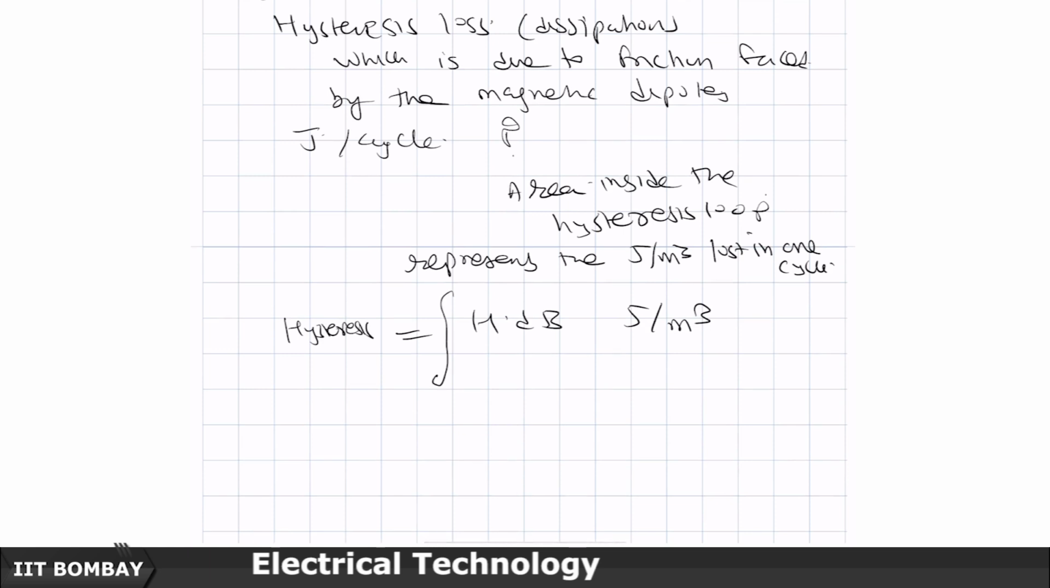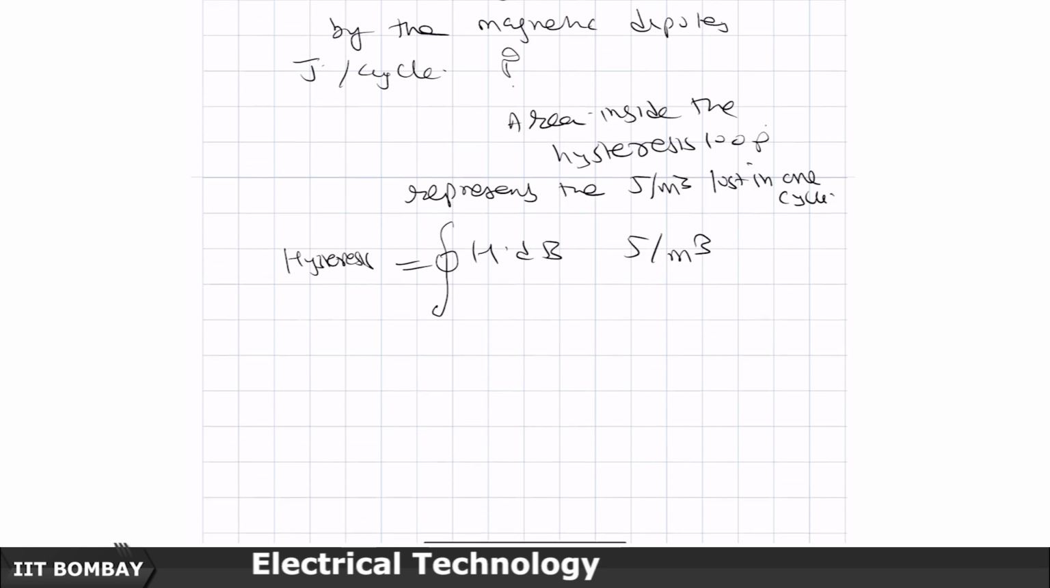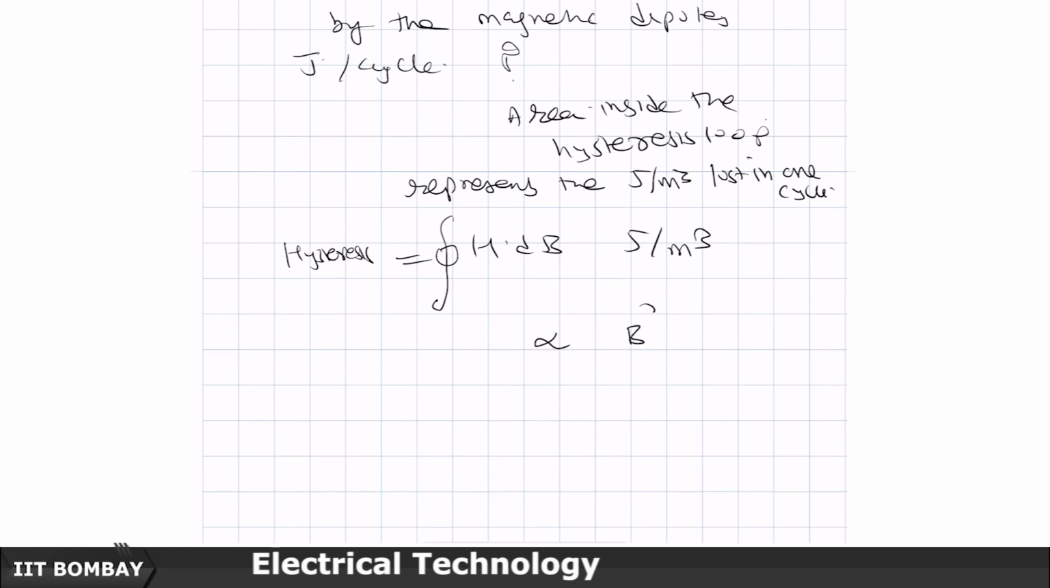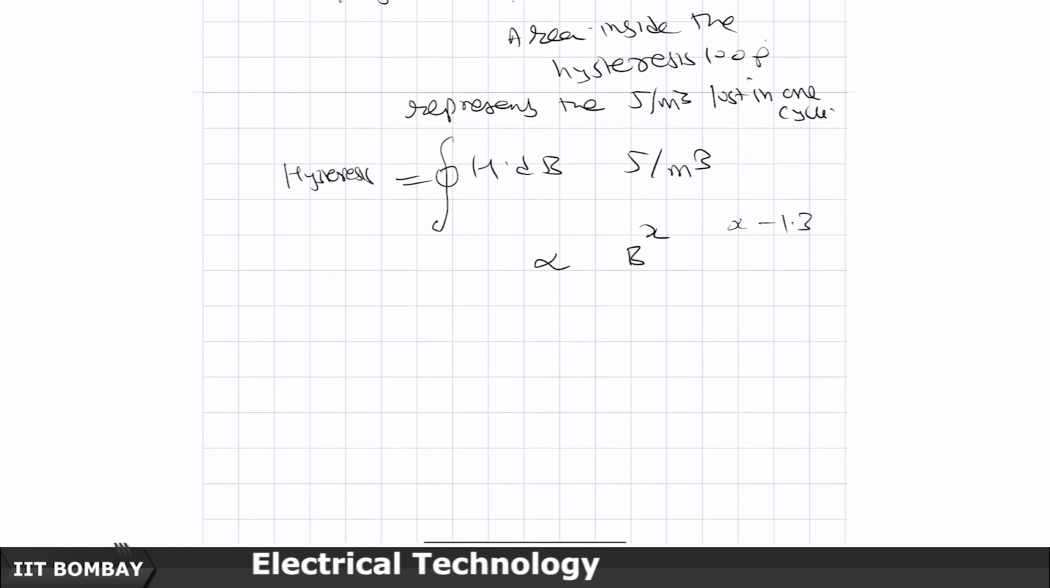per cycle is going to be the integral of h dB of this value, and usually this is proportional to some B to the power x, where x could be, for example, 1.3 or 1.4 or something like that. This is joules per cubic meter per cycle.